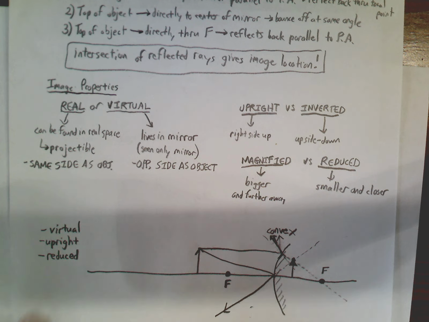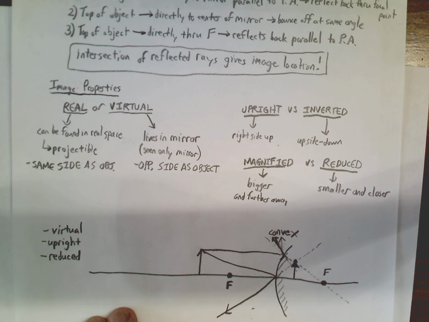All right, so we can draw rays to figure out where the image is going to form. We can also use the powers of math to do so. So we can introduce the mirror equation.